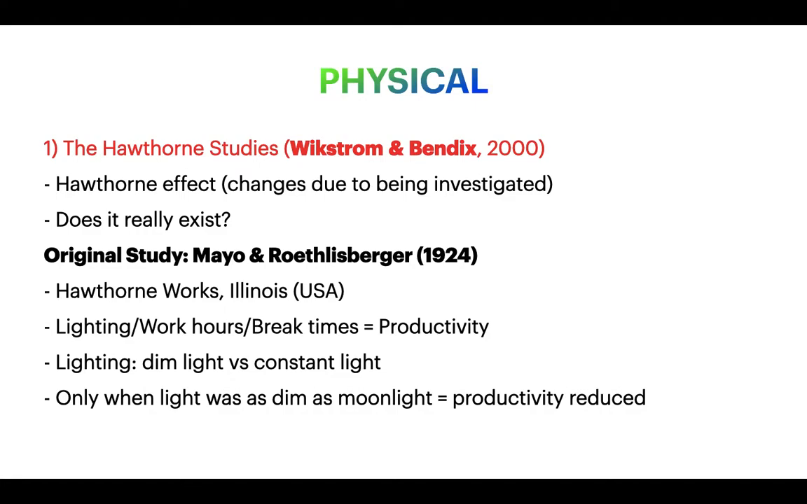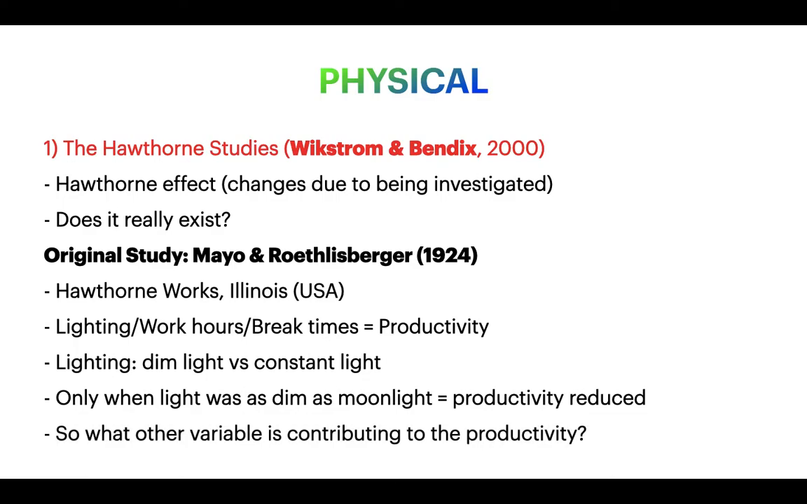So what they did was they found that people working in dim light and normal light seemed to work with the same level of productivity. They reduced the light until it was so little, it's as if you're working under moonlight. Only then did productivity reduce. So they were confused. When there's not enough light, productivity should reduce. Why isn't it reducing? What's explaining this constant productivity? So basically, that's the question there.